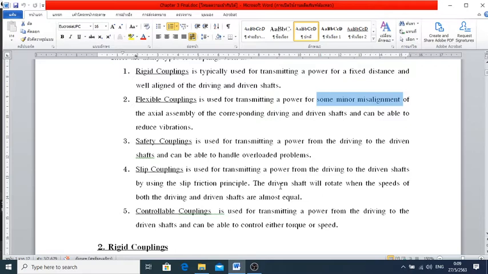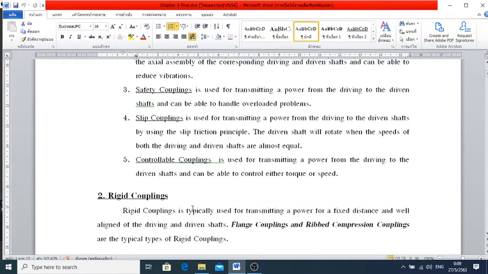And number five, the controllable coupling is used for transmitting power from the driving to the driven shaft and can control either torque or speed. So therefore, we have a gear. We have a figure there at the end of the chapter. I'm going to talk about this later. So this way, it might control both the speed and the torque.